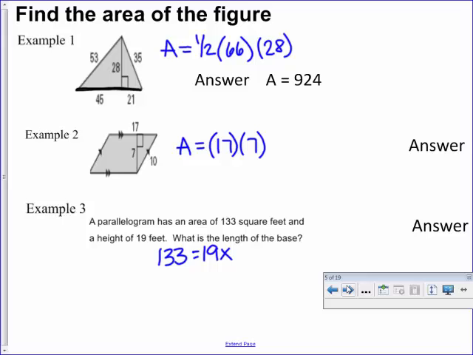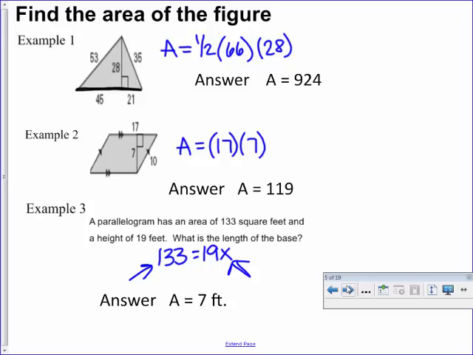For the parallelogram, you're using 17 and 7 for the base and height, and that gives you the area of 119. The last one, they give you the area to start is 133, and you're trying to find this will be the length of the base. So when you solve that equation, you should get your base to be 7.